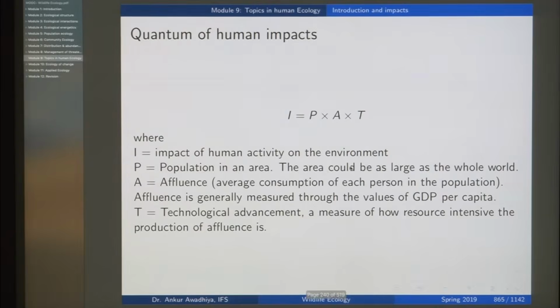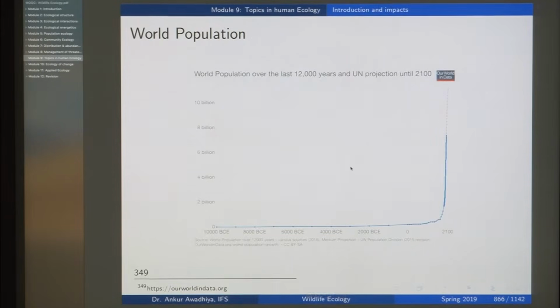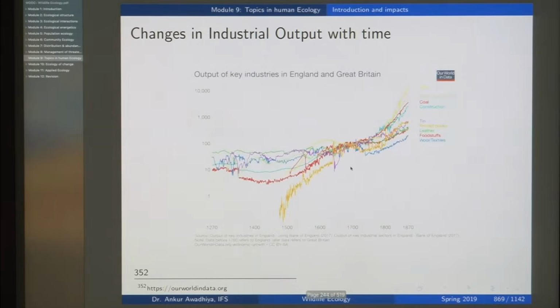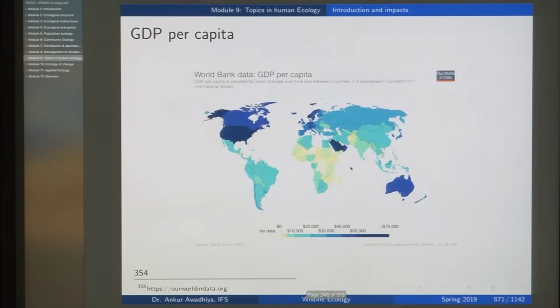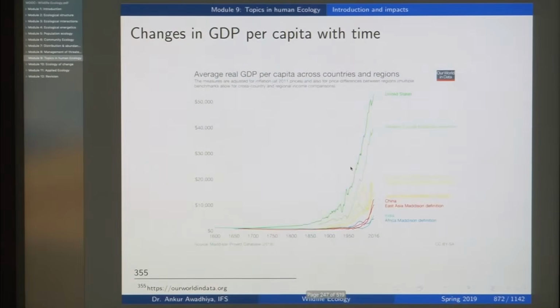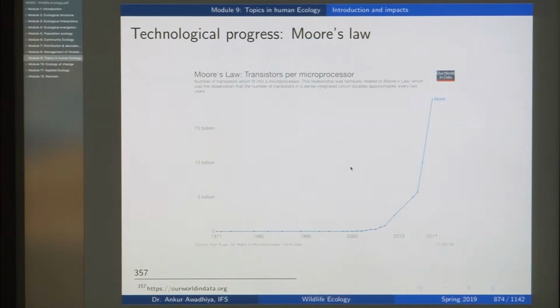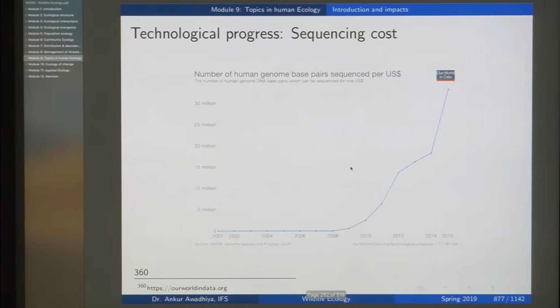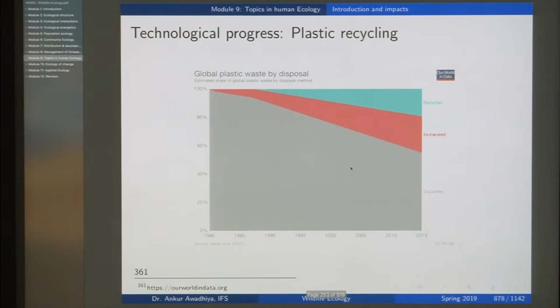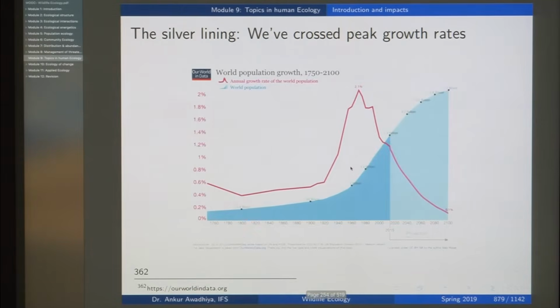Now we looked at how to quantify the amount of impacts of human beings. It is this equation: I = P × A × T. So you have population multiplied by affluence multiplied by the level of technology that we have. Then we saw that the population has been growing for quite a while. The affluence has also been growing in terms of GDP per capita, and then the technology is also growing exponentially. So in this case, our impact on the environment is also increasing because all three parts are increasing. But then you can make use of technology so that you are able to reduce the impacts by, say, recycling.